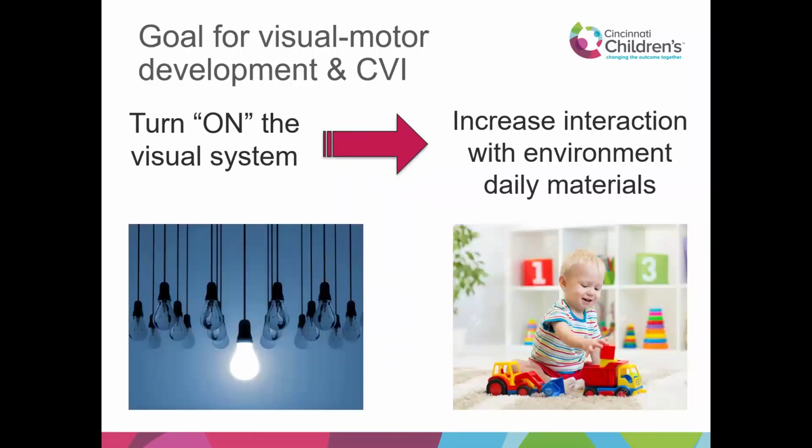And piggybacking off of what Karen talked to us about last week, the goal for visual motor development in CVI is that we want to first work on turning on that visual system. And then once the visual system is working and we have visual focus and visual fixation, that's where we want to help the child use their body to increase their interaction with their environment and daily materials while using the vision that they have available. And really, the more that they can visually engage while moving their body, the more that they can interact with those materials, the toys, and their world around them.